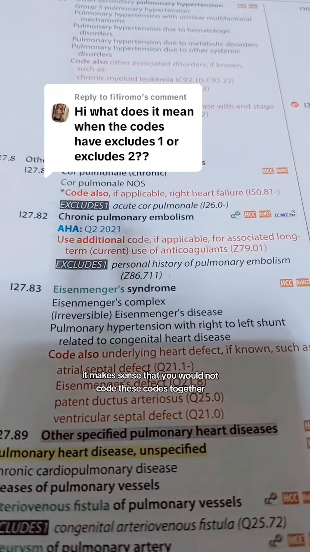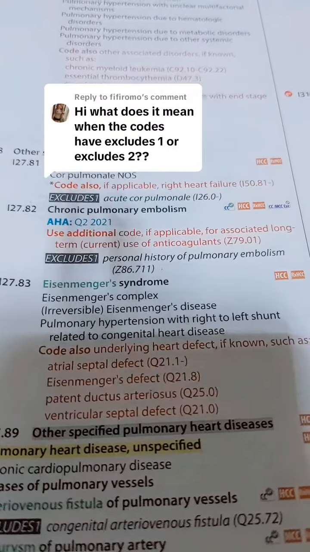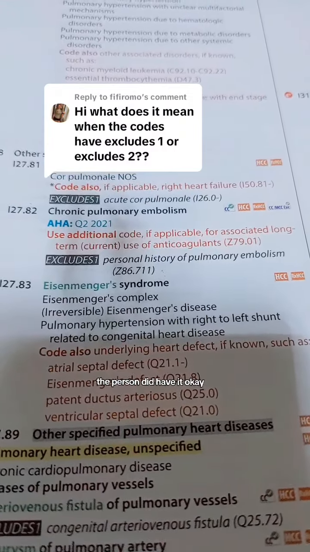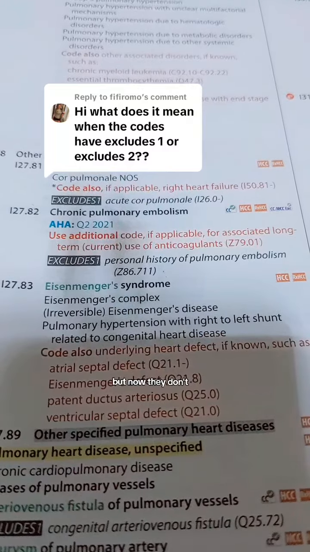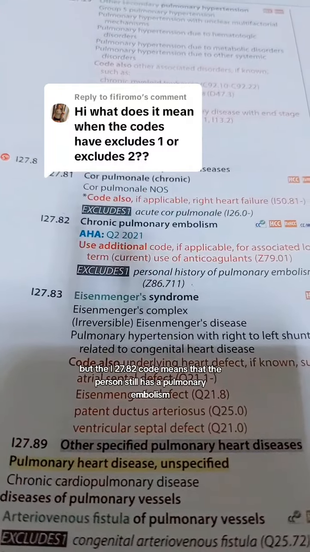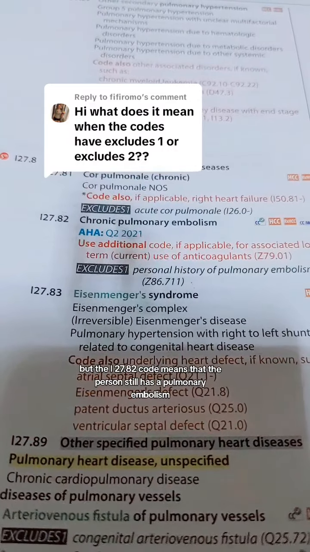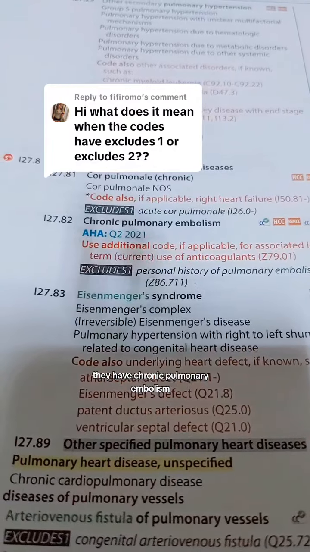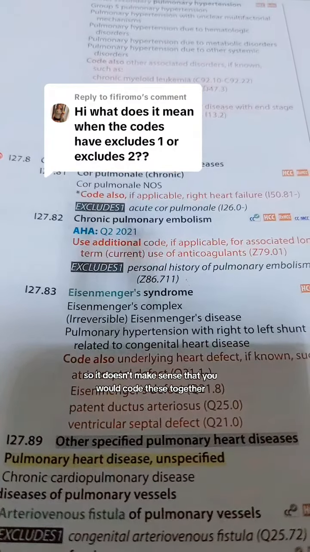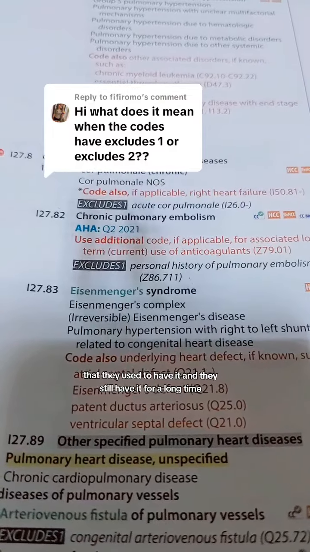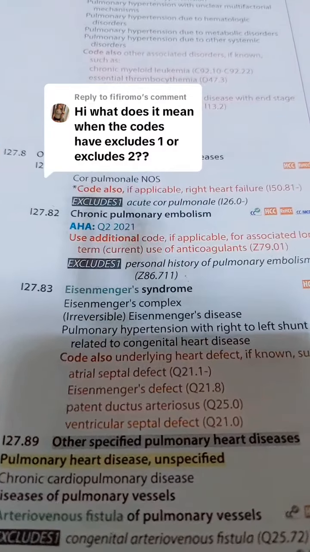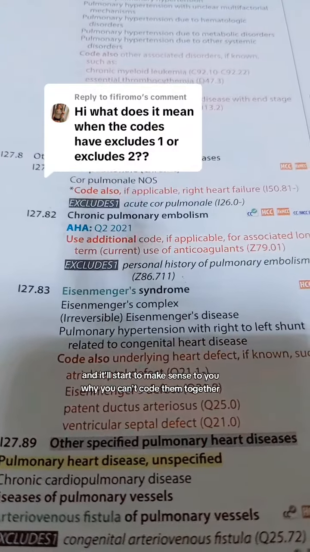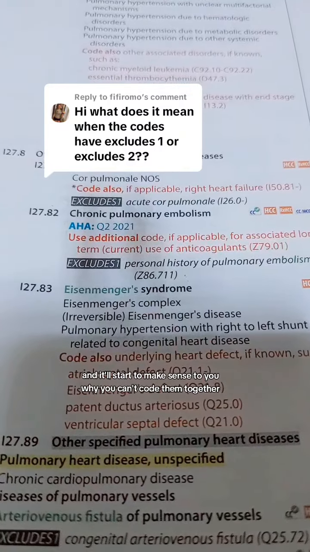And for this example, it makes sense that you would not code these codes together, because the personal history of pulmonary embolism code means that in the past, the person did have it, but now they don't, and now they're better. But the I27.82 code means that the person still has a pulmonary embolism. They have a chronic pulmonary embolism. They've had it for a long time. So it doesn't make sense that you would code these together, that they used to have it and they still have it for a long time. All right, so if you get confused on it, just think about what the codes mean and what they're saying, and it'll start to make sense to you why you can't code them together.